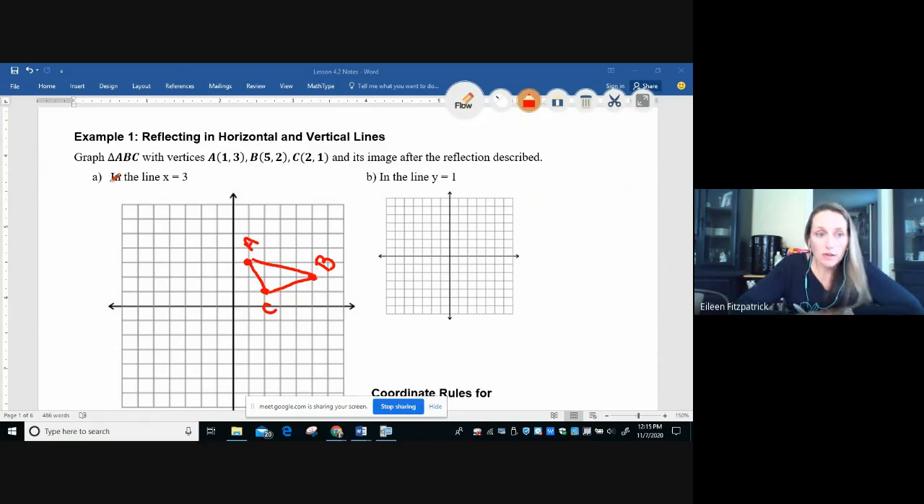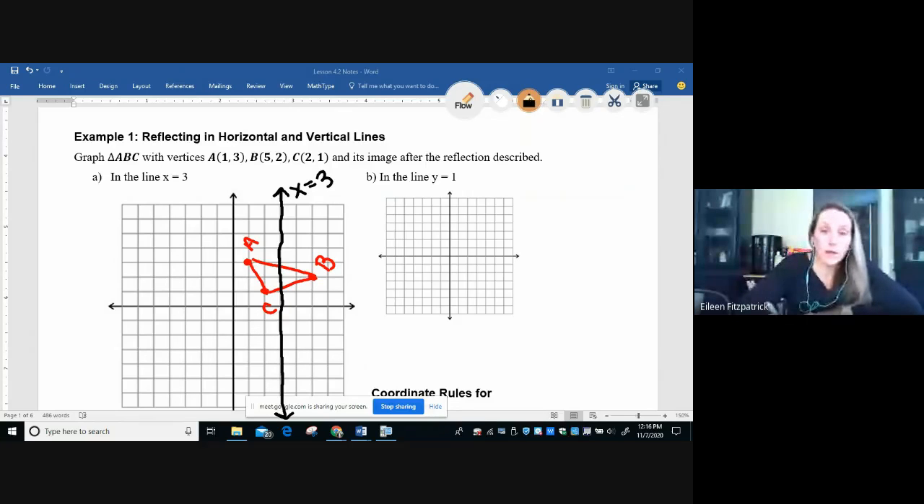Now you're asked to reflect that in the line x is equal to 3. That's where you have to go back and remember some Algebra 1. X is equal to 3. If I go to where 3 is on the x-axis, x is equal to 3 is a vertical line that goes through 3 on the x-axis, and that's because every point on this line is going to have an x-coordinate of 3. So this is my line of reflection.